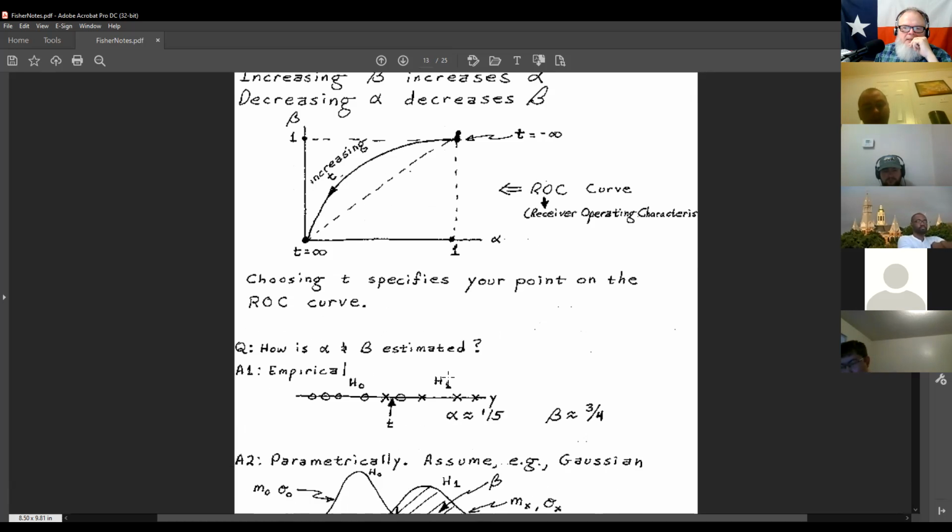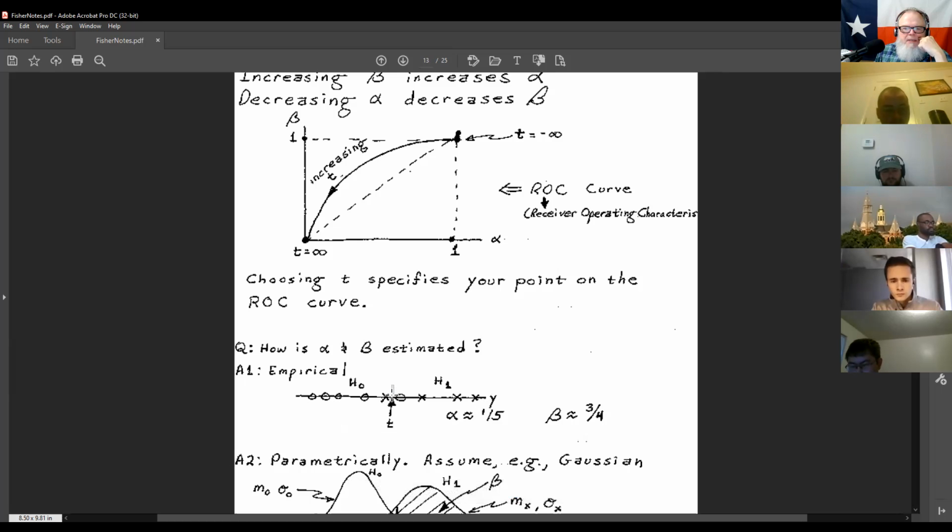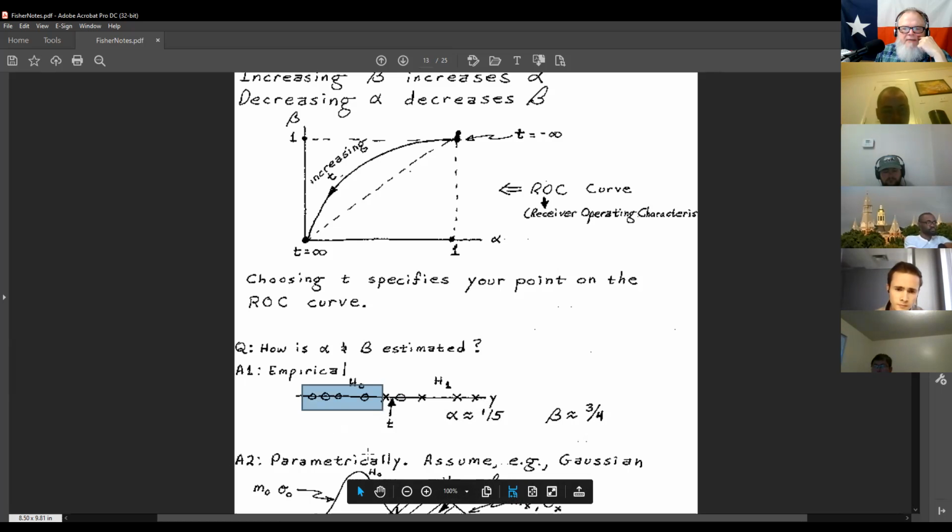Okay, let's take a look here. Here's an example of a point on this curve. We have a bunch of zeros and a bunch of X's. Now, what is alpha? That's the false alarm probability. That is the probability that you choose something above the threshold, given that you're not being attacked. So that would be 1/5, since there's 5 points here.